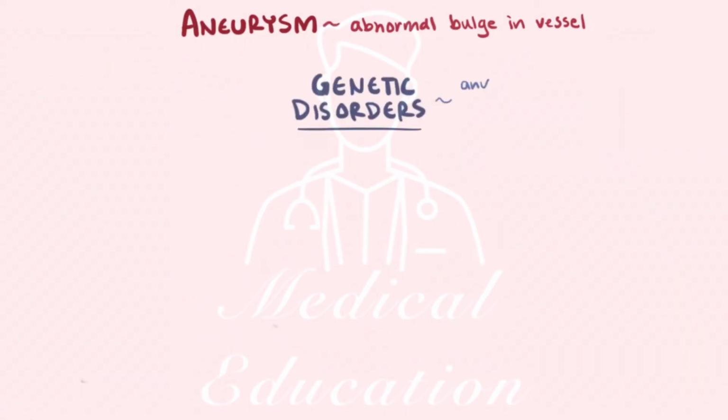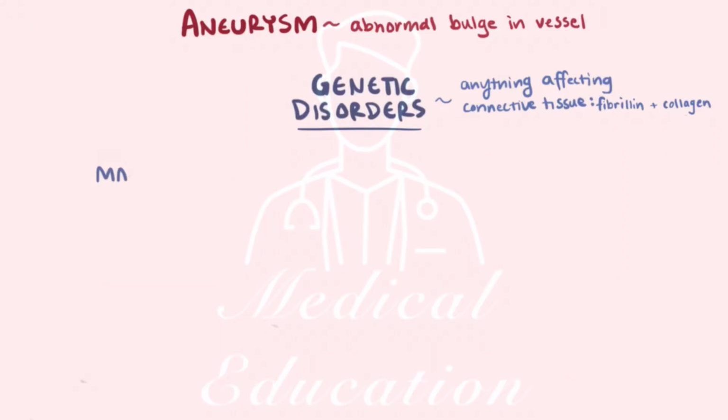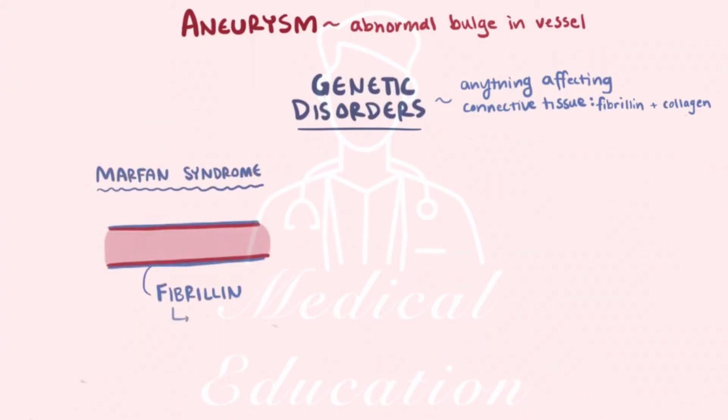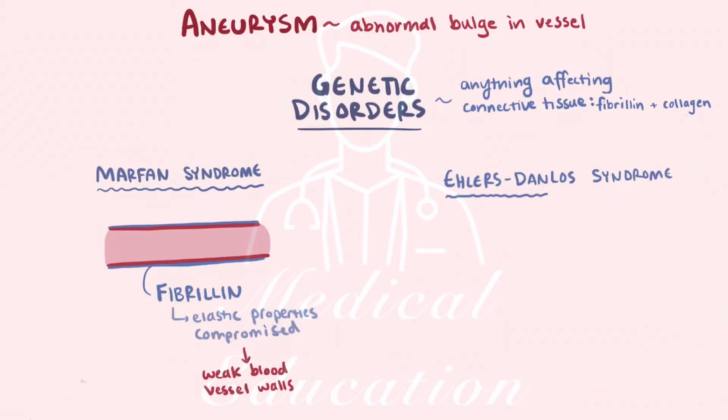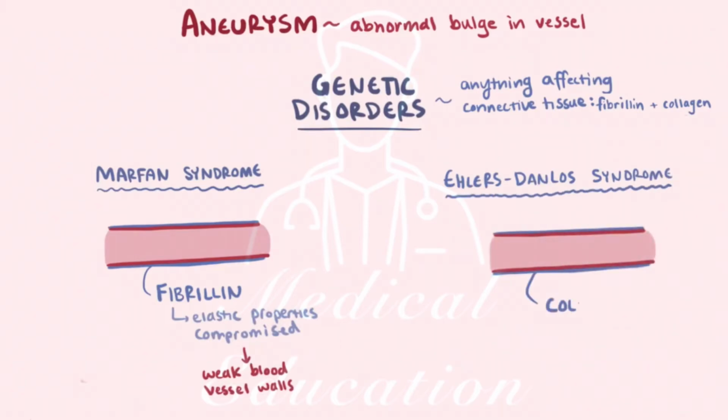Genetic disorders affecting your body's ability to properly form connective tissues like fibrillin or collagen also weaken the blood vessel walls. So people with Marfan syndrome have weakened blood vessel walls because the elastic properties found within fibrillin is impaired. And people with Ehlers-Danlos syndrome are more likely to develop aneurysms because their ability to form collagen proteins is disrupted.